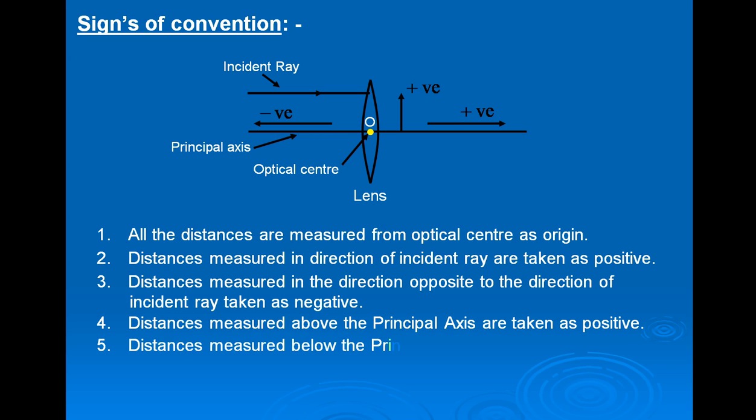And the fifth one, the last one, the distance measured below the principal axis are taken as negative. As in the diagram, the distance measured in the normal direction below the principal axis are taken as negative. So these are the new signs of convention.